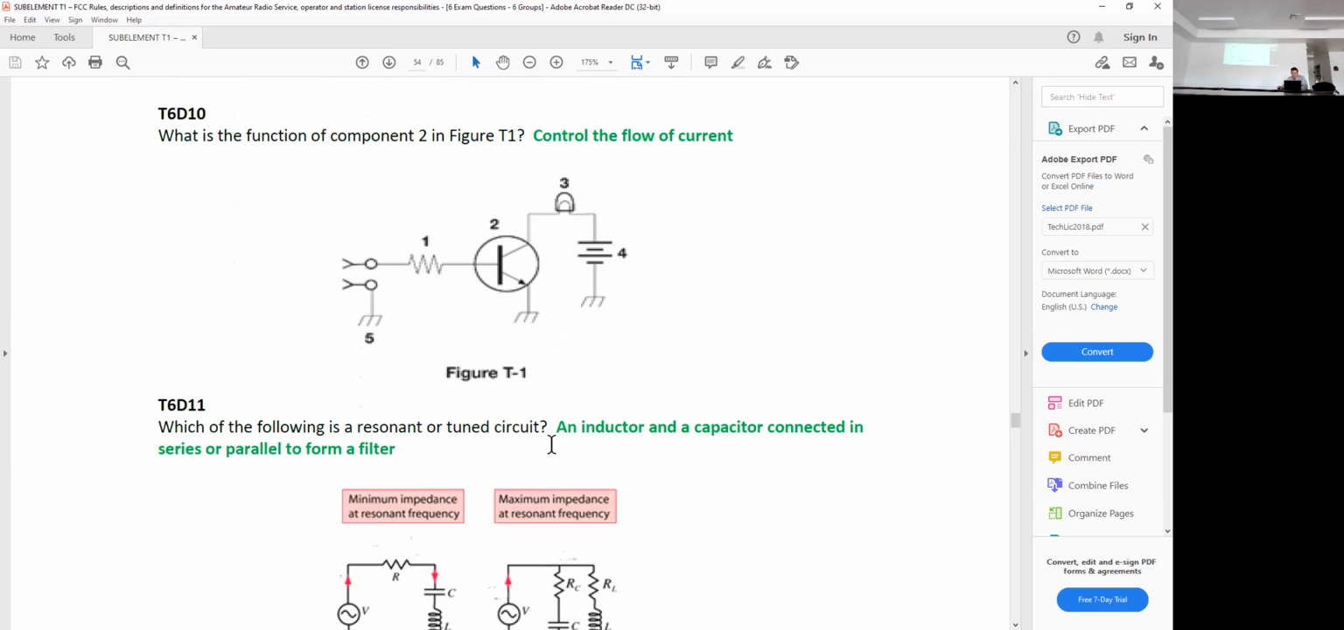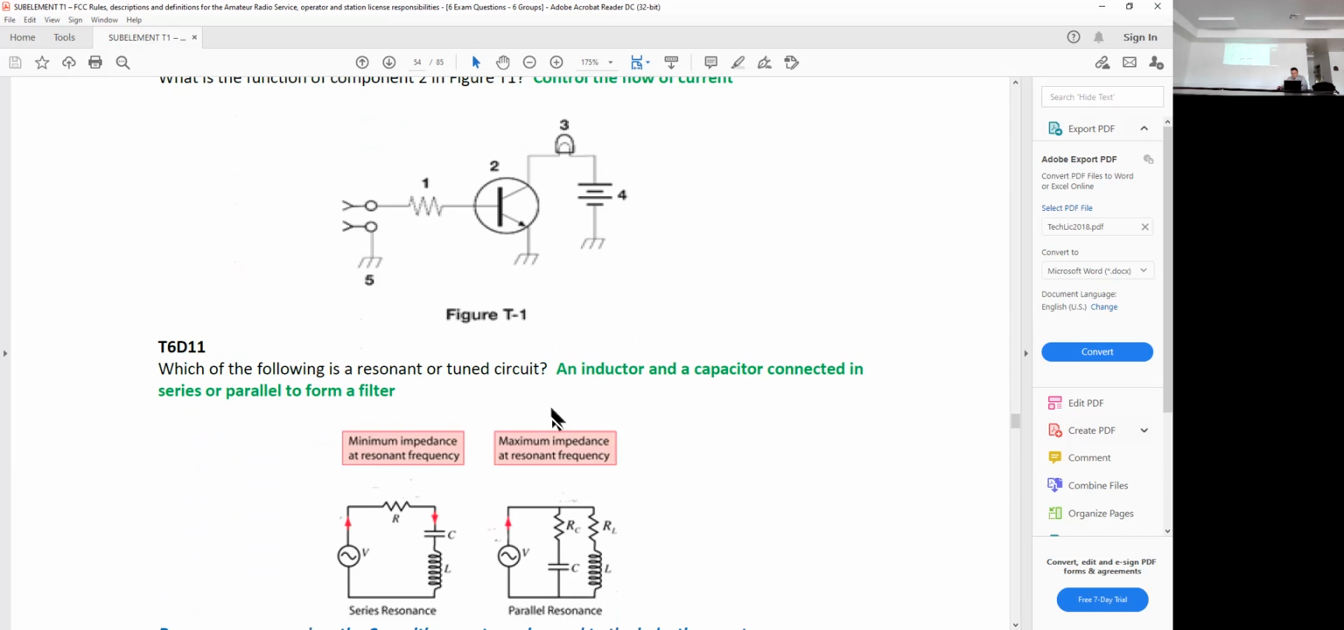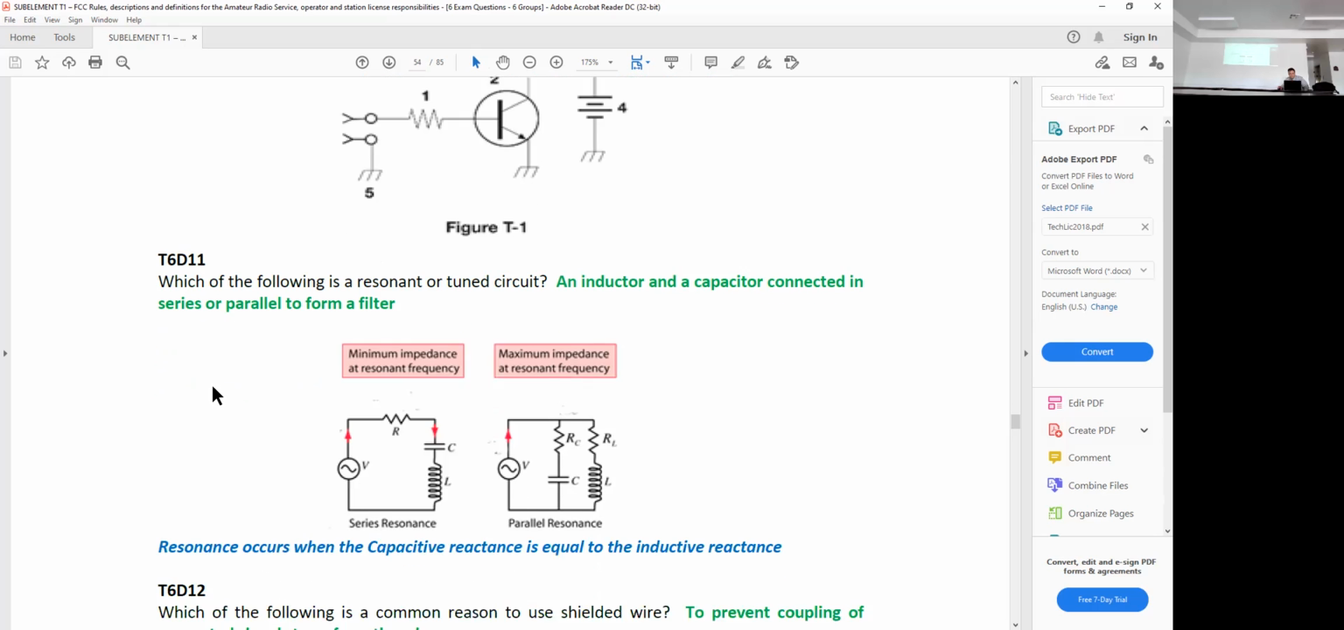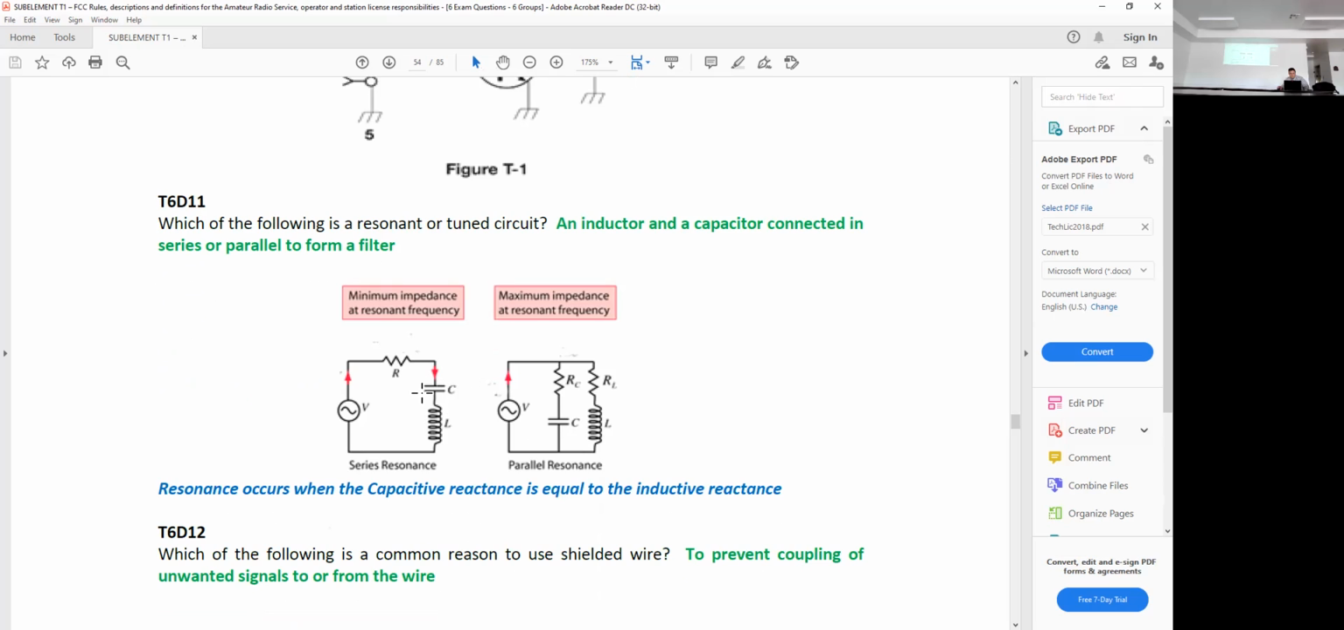Which of the following is a resonant or tuned circuit? An inductor and a capacitor connected in series or parallel to form a filter. So here's our capacitor, there's our inductor, here's the resistor, and here's the voltage series resonant circuit. And then here's the same thing, but instead of the capacitor and inductor being in series, meaning you flow into one and out of that into the other, it's in parallel. See how they're placed parallel to each other rather than series to each other?